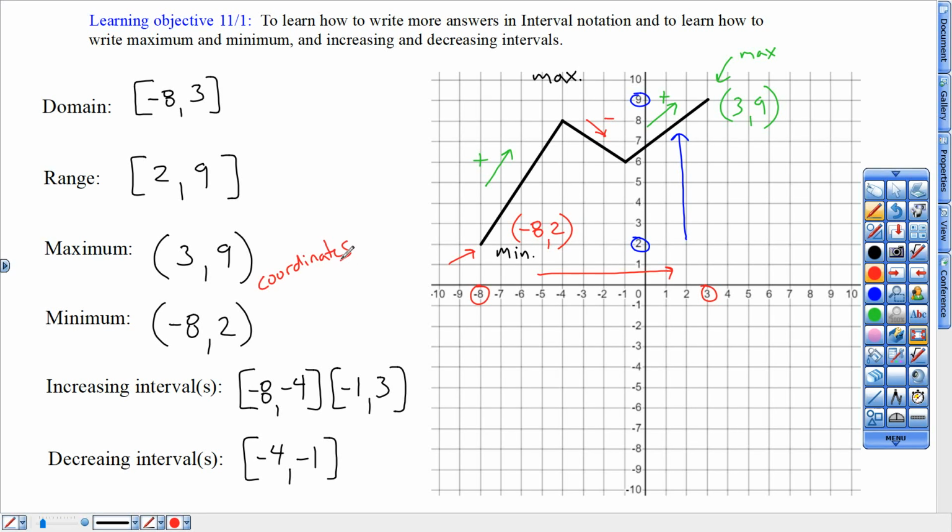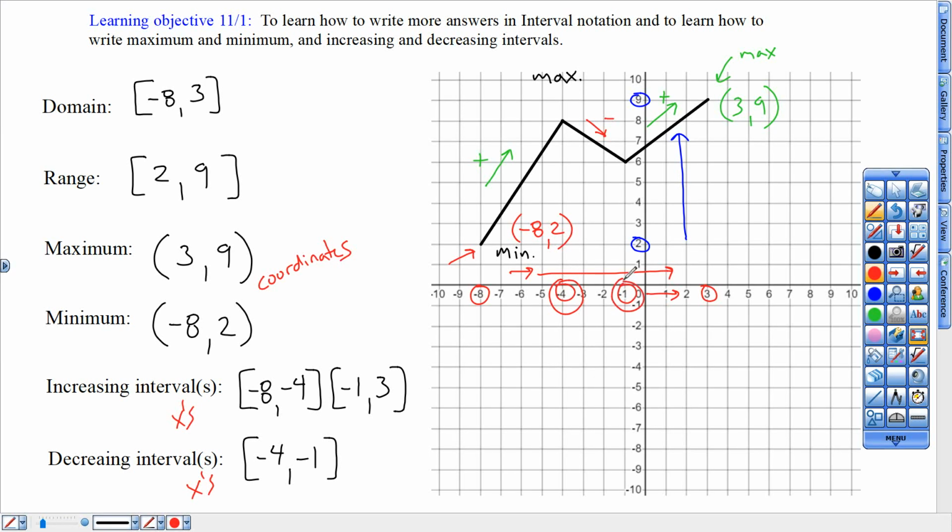But now intervals, increasing intervals, again, you look at the x numbers. Let the x numbers describe your left to right. Never use the y numbers for intervals. You're using the x numbers. So increasing from -8 to this -4 going uphill, and then from this -1 to 3, 2 little uphill sections. By decreasing, I'm going from this -4 to this -1, decreasing.